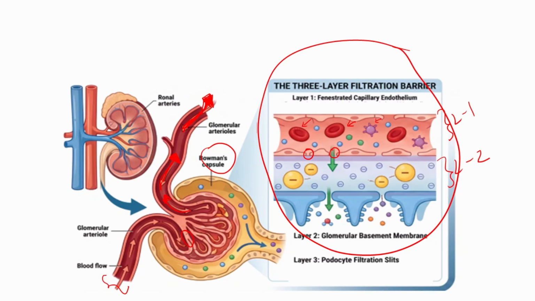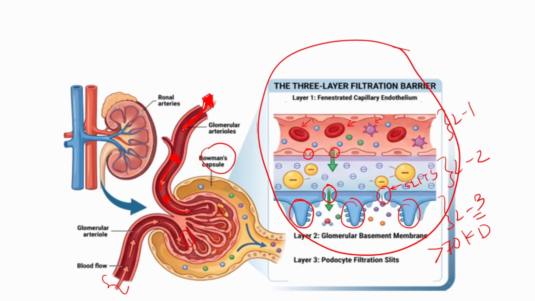Wrapping the outer surface of the GBM, we position layer 3, the podocyte filtration slits. Here, we locate specialized epithelial cell foot processes, or feet, that interlock precisely, creating narrow slits to exclude any remaining large proteins or macromolecules greater than approximately 70 kilodaltons from entering the tubule system. This triple-layered structural layout creates a strict molecular sieve dividing substances into what is and is not filtered.